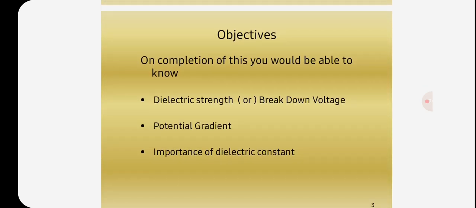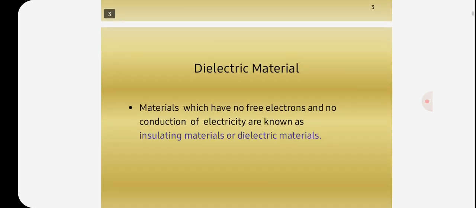So here, today we are going to discuss dielectric strength or breakdown voltage, potential gradient, and the importance of dielectric constant.